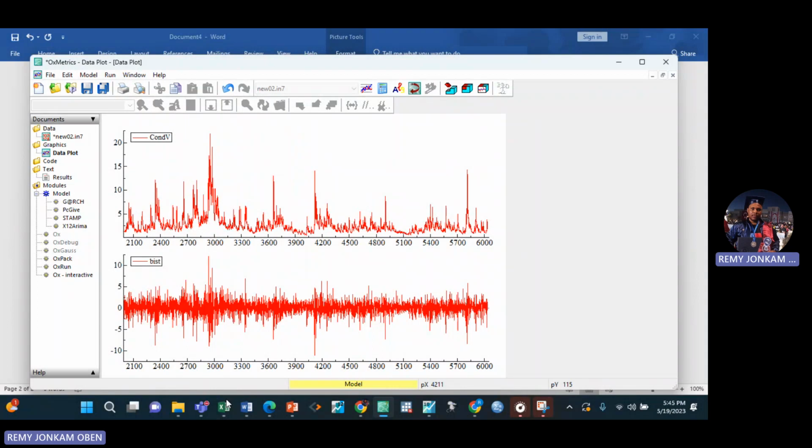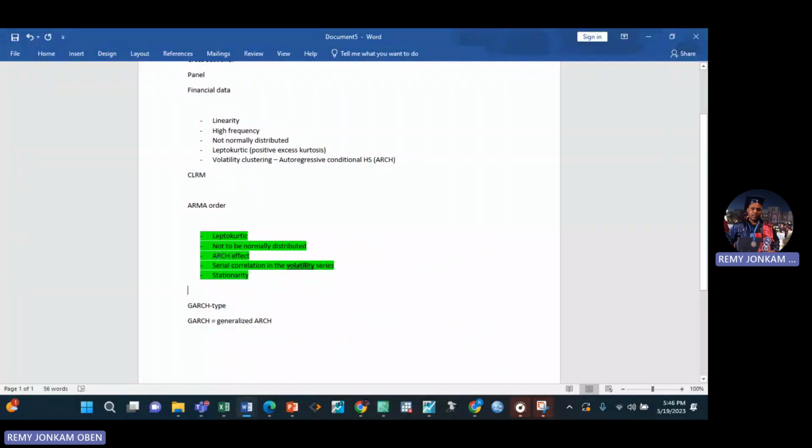Most importantly, we have to check for ARCH effect and serial correlation in the volatility series. If we have these kinds of things, then we cannot model it with traditional time series econometrics. We have to use GARCH-type models, because with the classical linear regression model, you don't expect any heteroscedasticity or serial correlation, and you expect it to be normally distributed. But with financial data, typically it is leptokurtic, that is, excess positive kurtosis. It is not normally distributed. There is ARCH effect, which is the volatility clustering. There is serial correlation in the volatility series, and because we take the returns, it makes it stationary. So typically we expect these properties for financial data because it is high frequency.